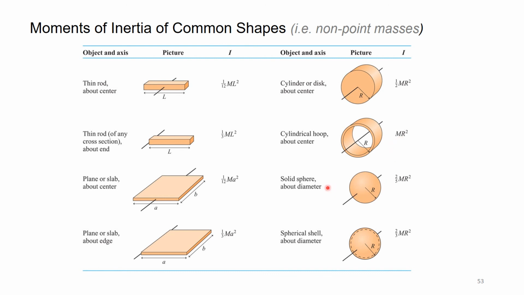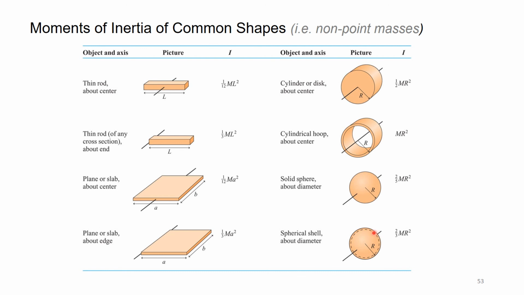Then let's look at a solid sphere and a hollow sphere, a spherical shell. And it's the same trend. For a solid sphere, you have a moment of inertia of 2/5 m r squared for an axis passing through the center. And for a shell, you have a moment of inertia of 2/3 m r squared for an axis passing through the center.